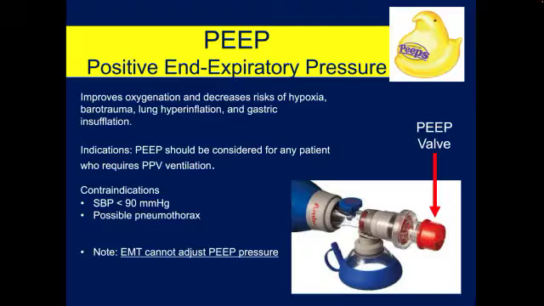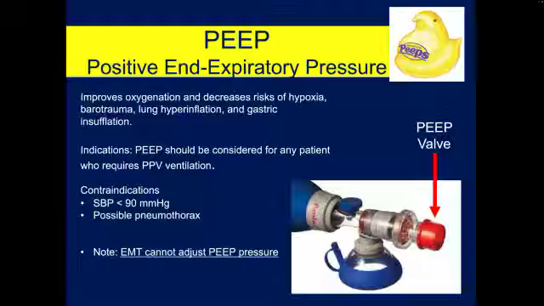What this does is when you ventilate someone with a bag valve mask, air goes into their lungs, but only a part of it comes out. So the PEEP valve retains some of the pressure in their lungs to keep the lungs open and keep the alveoli open to allow a better exchange of gases.